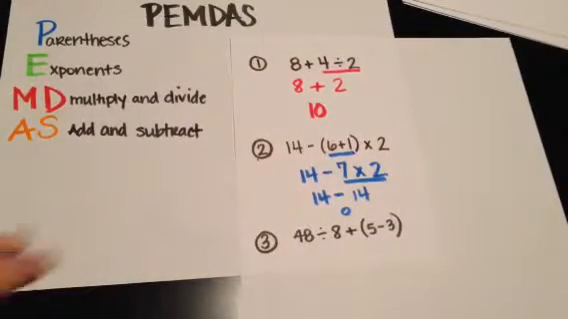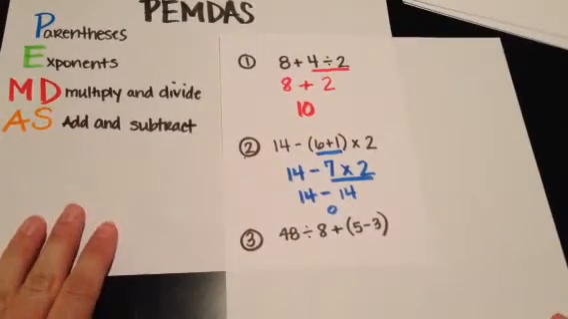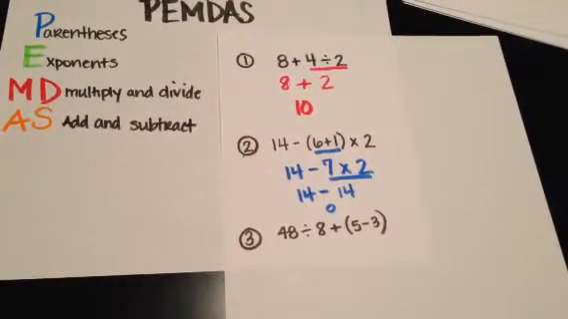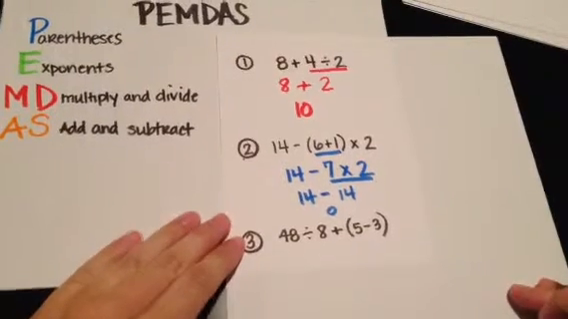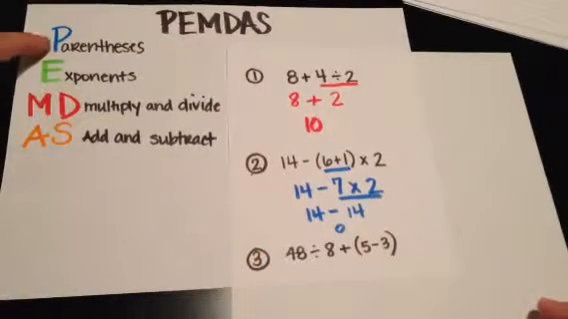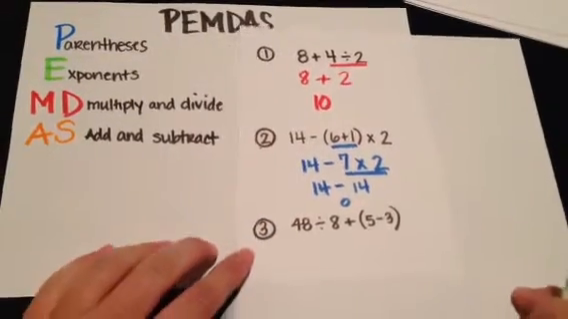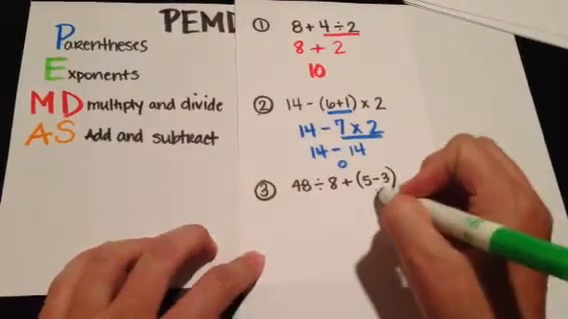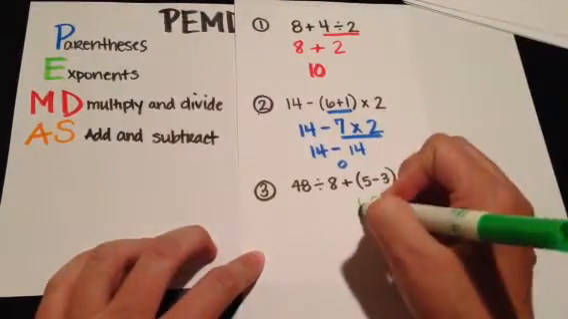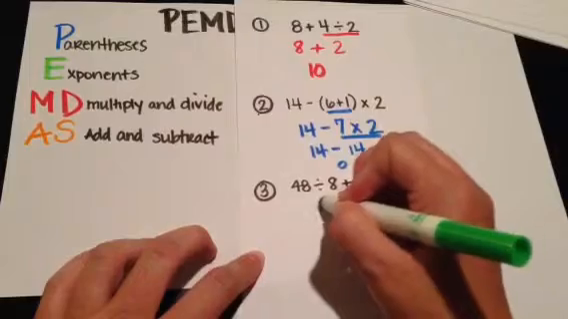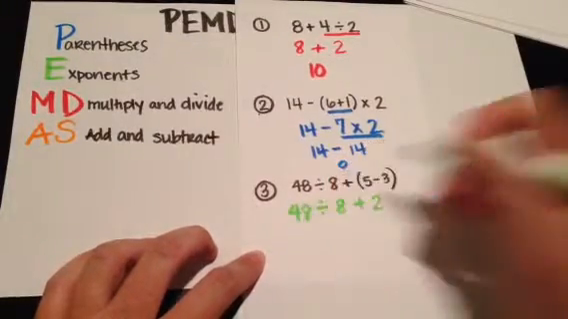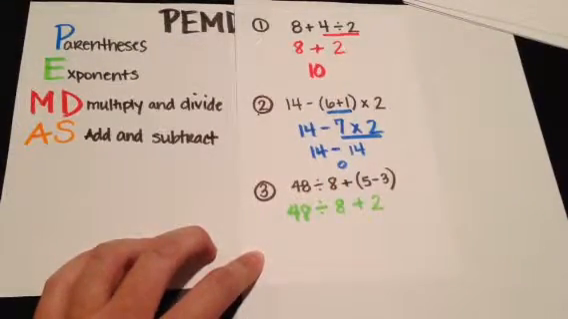Finally, we're going to look at number 3 on here. 48 divided by 8 plus (5 minus 3). We are going to go through the steps again. We have parentheses as the first step, and we do have a set of parentheses. So we're going to do 5 minus 3 first to get 2, and we're going to copy down the rest of the problem. So we now have 48 divided by 8 plus 2.